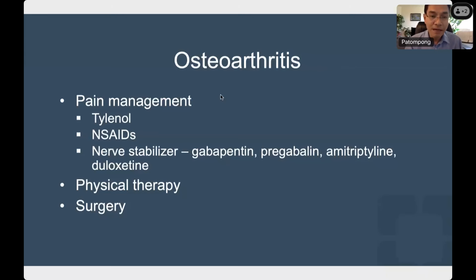And at the end of the day, if physical therapy and pain management are not good enough, we are going to talk about surgery, something like hip replacement surgery or knee replacement surgery, if that is something that we think can help our patient to regain their function and to control their pain.